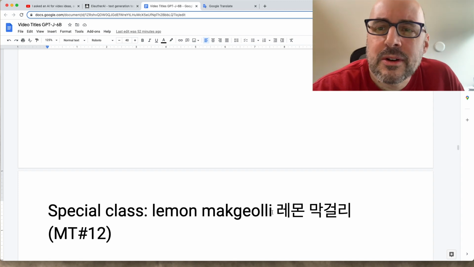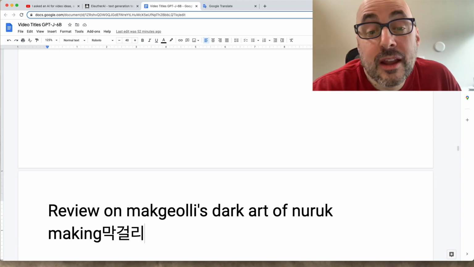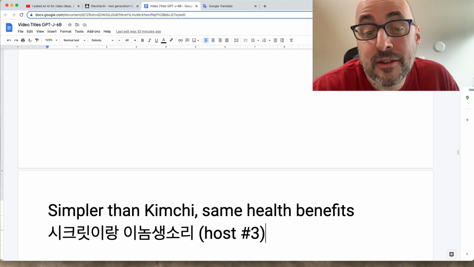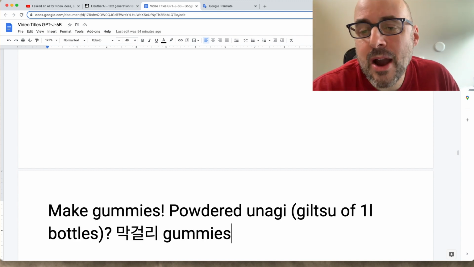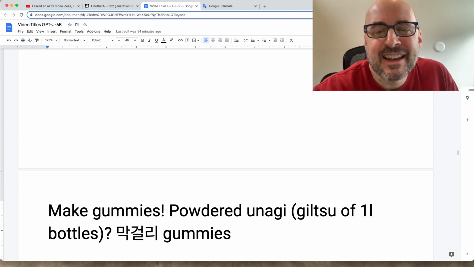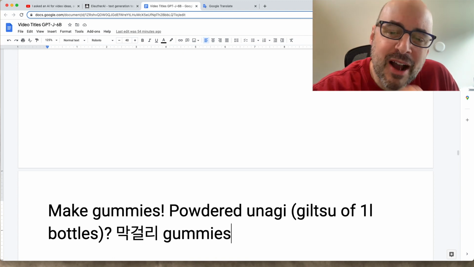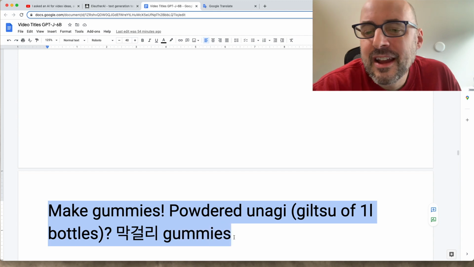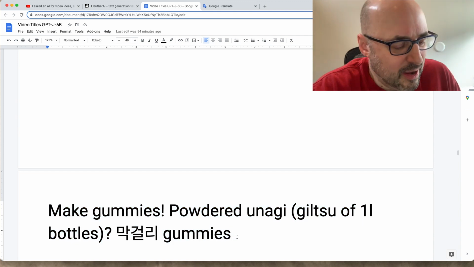I think I read someone's experience with that. Okay. Yeah, this is like alchemy. It's the dark art. Simpler than kimchi, same health benefits. Make gummies, powdered unagi. Okay, not the unagi, but Mockley gummies. That is a good idea. That is creative. I thought of wine gums before, but maybe with Chongju, but Mockley gummies, maybe someone would like that. So give GPT-J credit for coming up with Mockley gummies.